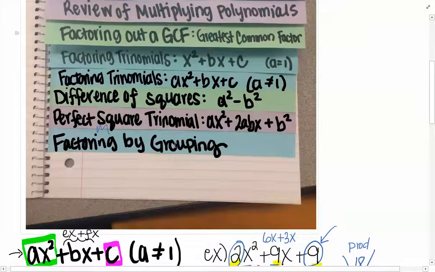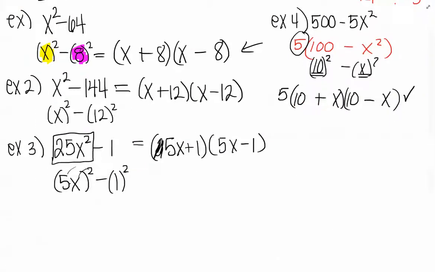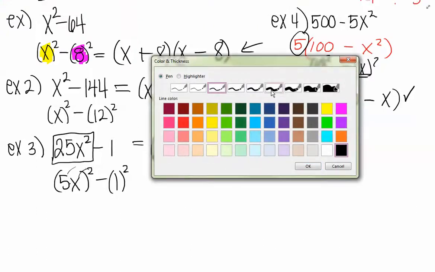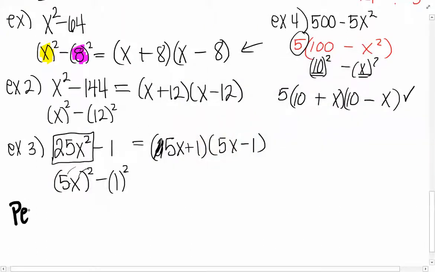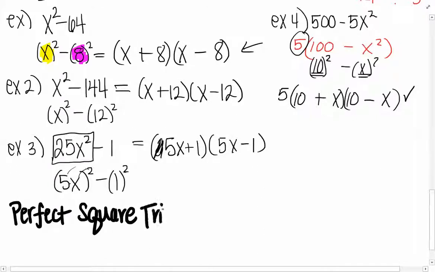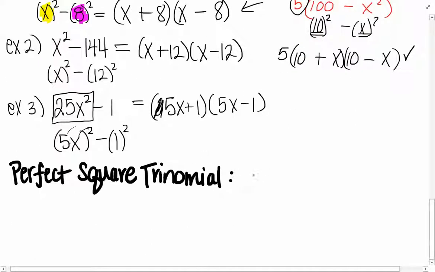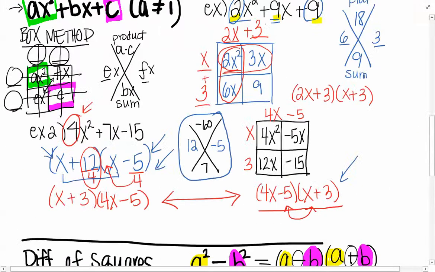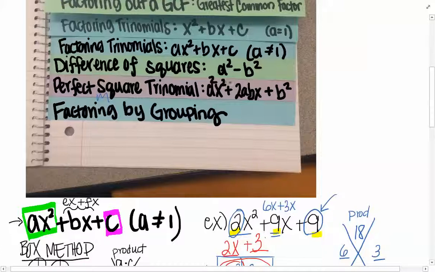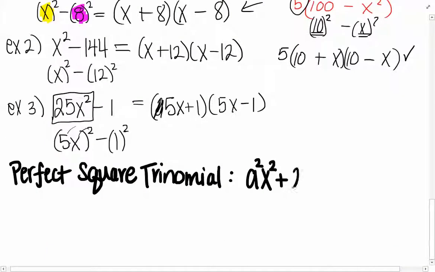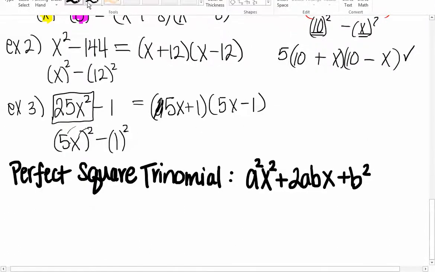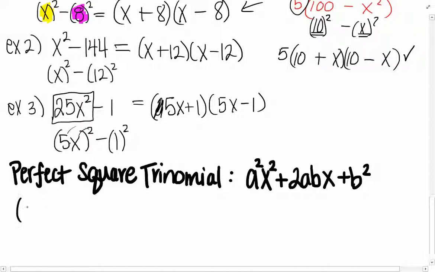The next type is the perfect square trinomial. So this is under the perfect square trinomial flap. This comes from squaring a binomial. So the format that I gave you up there, actually I forgot, it's an a squared x squared plus 2abx plus b squared.